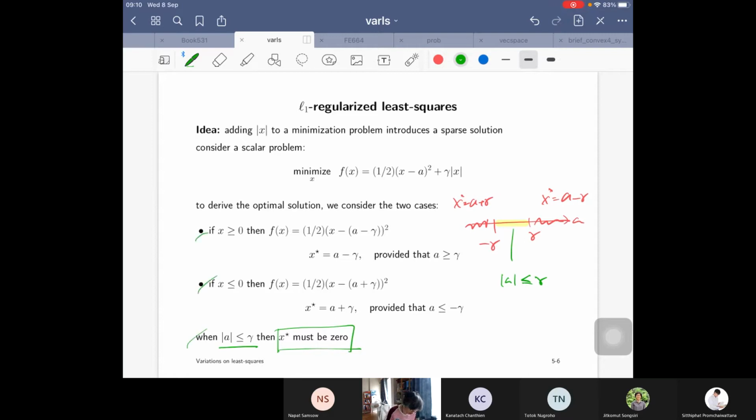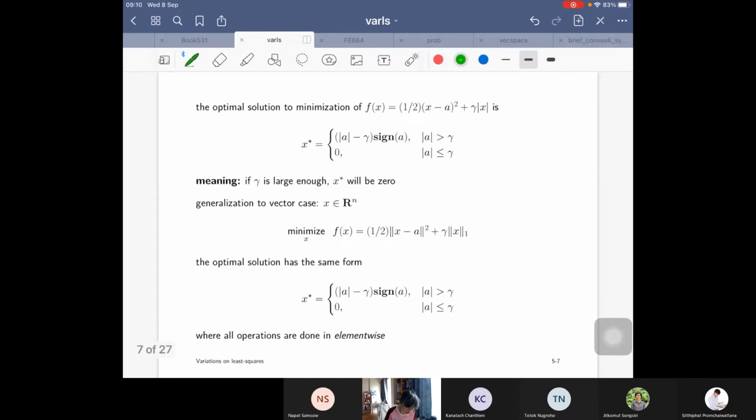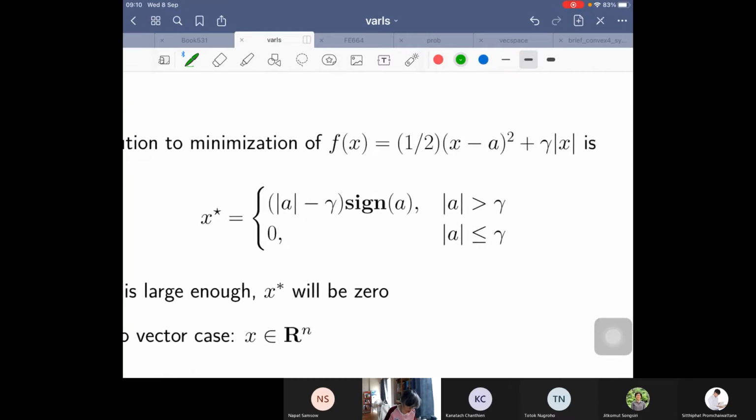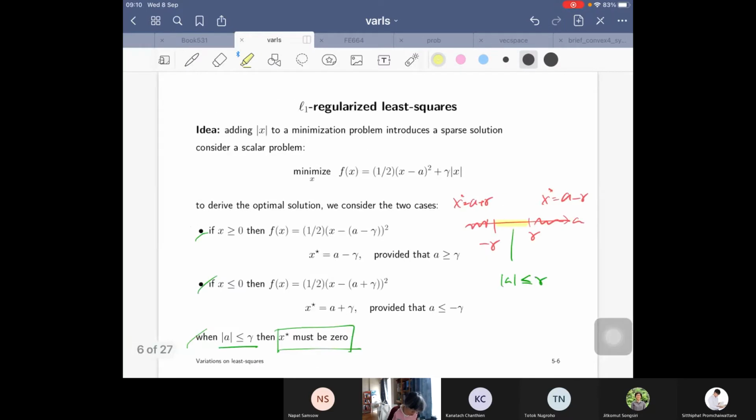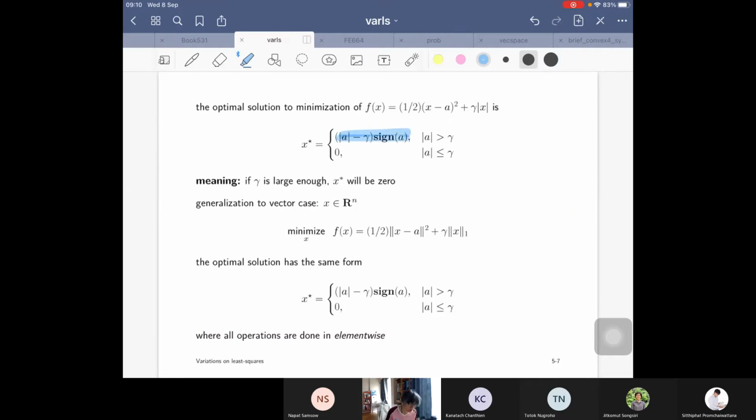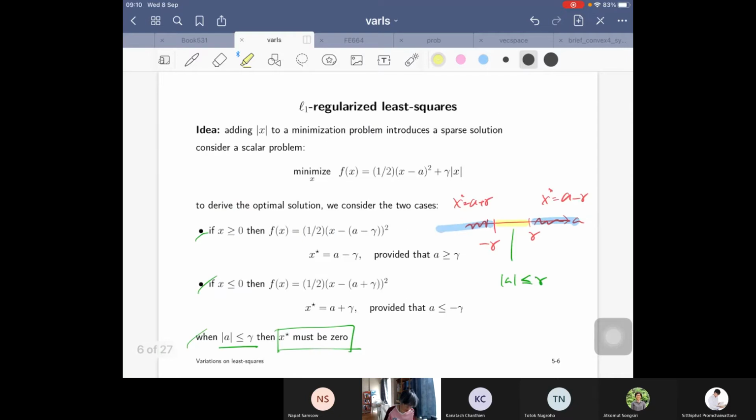So with these three conclusions, we can write in a compact form your solution: whenever the absolute value of a is bigger than gamma, which is the blue term, the solution is given by this blue term. And when the magnitude of a is less than gamma, it is 0.